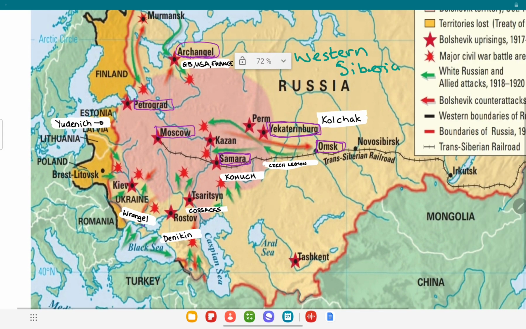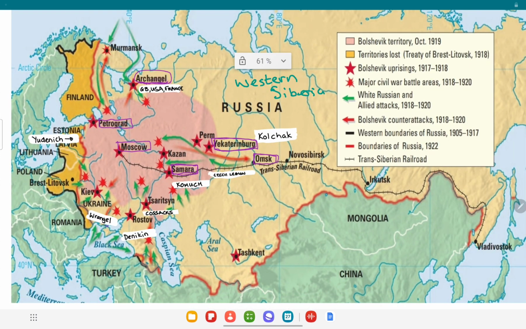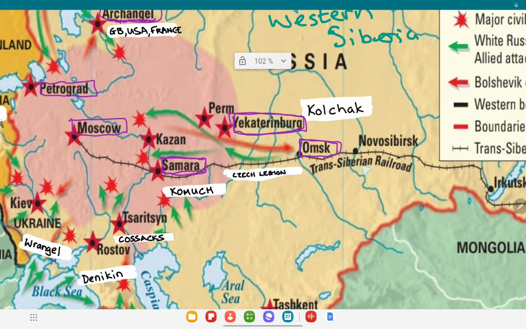Okay, so the plan was that the Czech Legion would travel along the Trans-Siberian Railroad the whole way to Vladivostok, where they would get ships then and be shipped round the other side over to the Western Front in France. And that was the agreement. And there was 50,000 of them. And they were travelling down the Trans-Siberian Railroad.